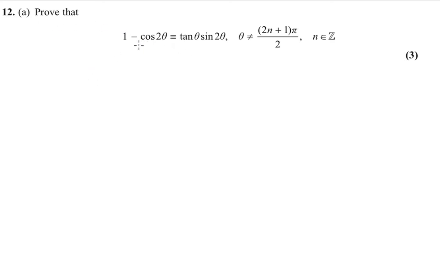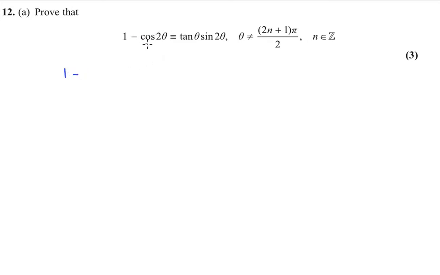Okay, question 12 part 8 is a proof question. We've got to prove that 1 minus cos 2 theta is the same as tan theta sine 2 theta. And there's a few ways to do this. I always prefer to turn what they give you on the left into what they give you on the right, which is a little bit tricky here, but that's what I'll show you.